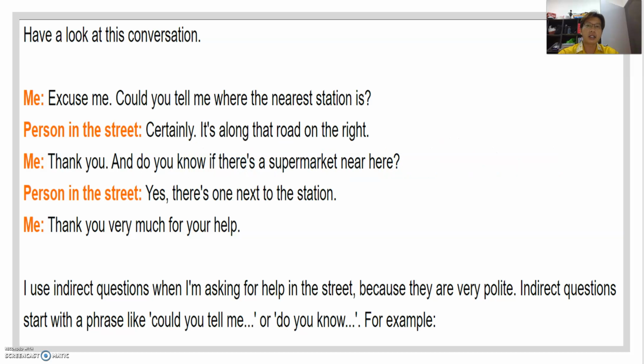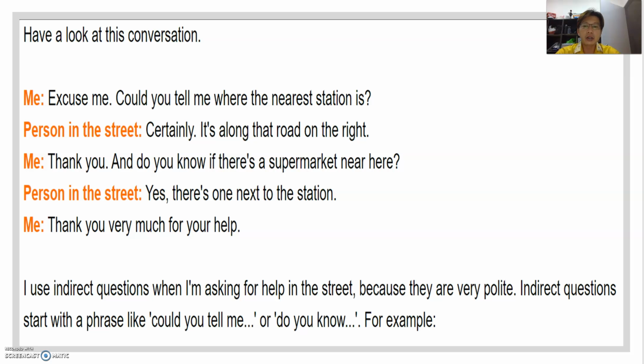Okay, have a look at this conversation. Excuse me, could you tell me where the nearest station is? Certainly, it's along that road on the right. Thank you. And do you know if there's a supermarket near here? Yes, there is one next to the station. Thank you very much for your help.